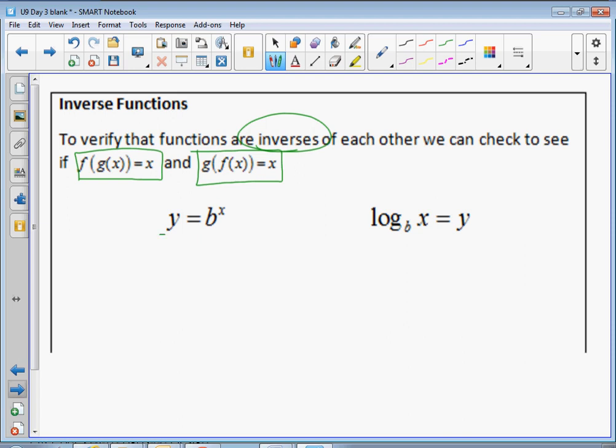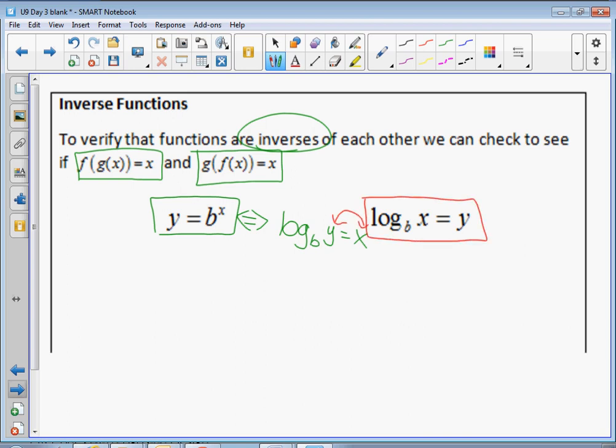If we said that y equals b to the x on our last page was the same thing as log base b of y equals x, to take the inverse of something, we'd switch the x and the y. So here you see that this would be the inverse because the x and y are switched. So these two boxes, green box and red box, are inverses of each other. Let's call this green one f of x, and the red one will be g of x.